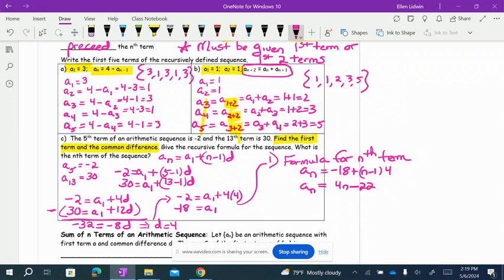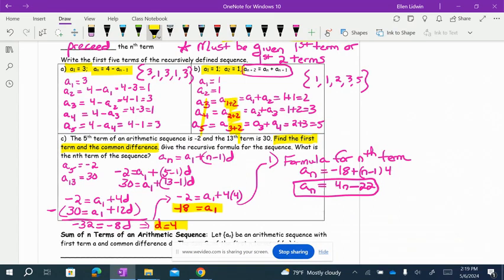So there's your rule for the arithmetic sequence. They asked you to find a sub 1. So here's a sub 1. Here's your d. And then they said give a recursive formula, and they said, what's the nth term of the sequence?